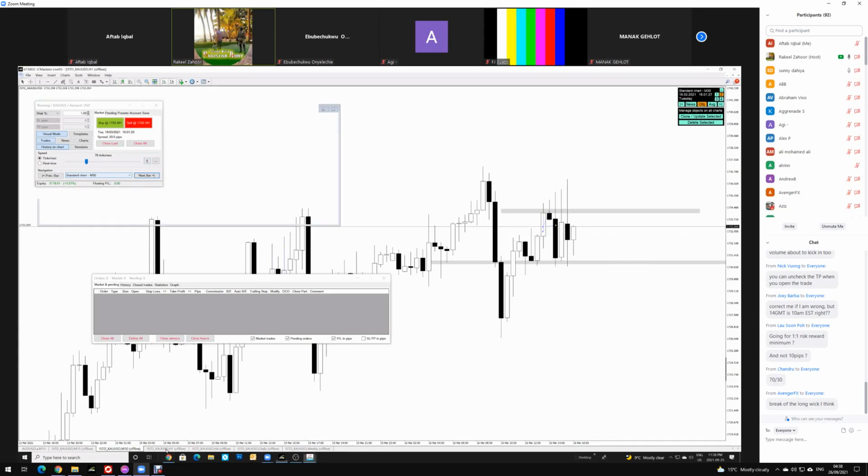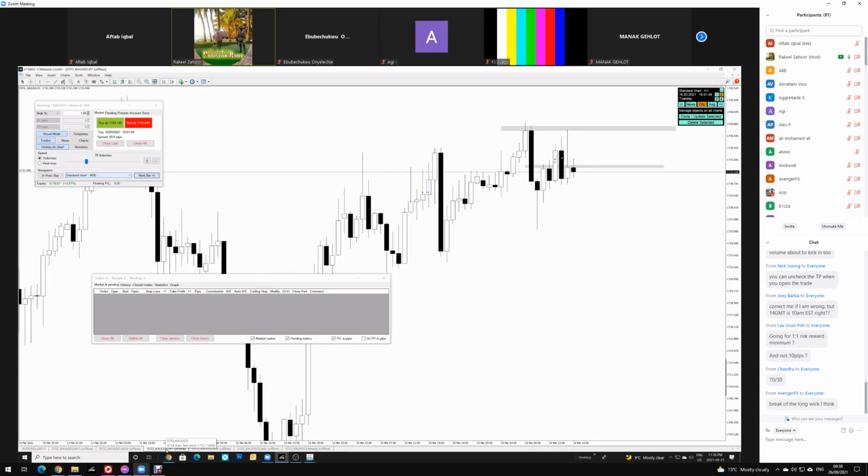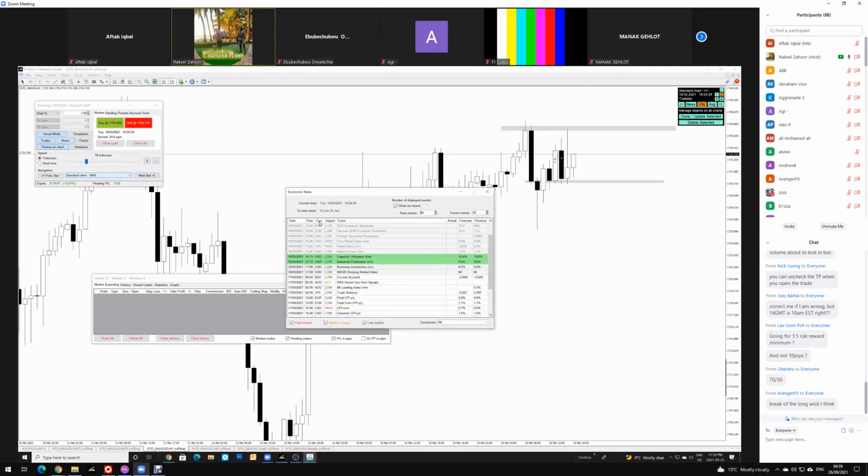NYSE open. So let's take a look on the 1 hour time frame. 1 hour candles are creating a support right here. If we do break below this low, I guess we can continue on moving down. We also had news over here. Let's take a look at news. So news came out.